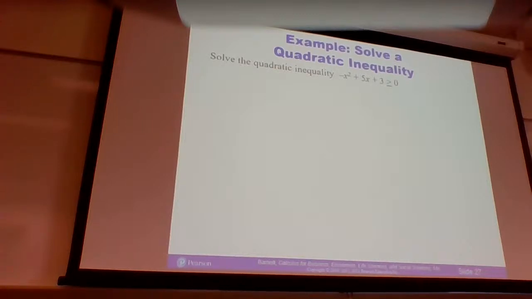Here's what I want you to do. I would like you to take this one, and let's practice a couple things. I want you to find the vertex, and I want you to find the x-intercepts. So here's one for you to practice. Use your program. Find the vertex and find the x-intercepts. Now, we'll talk about the inequality in a minute, but let's use this as practice first.